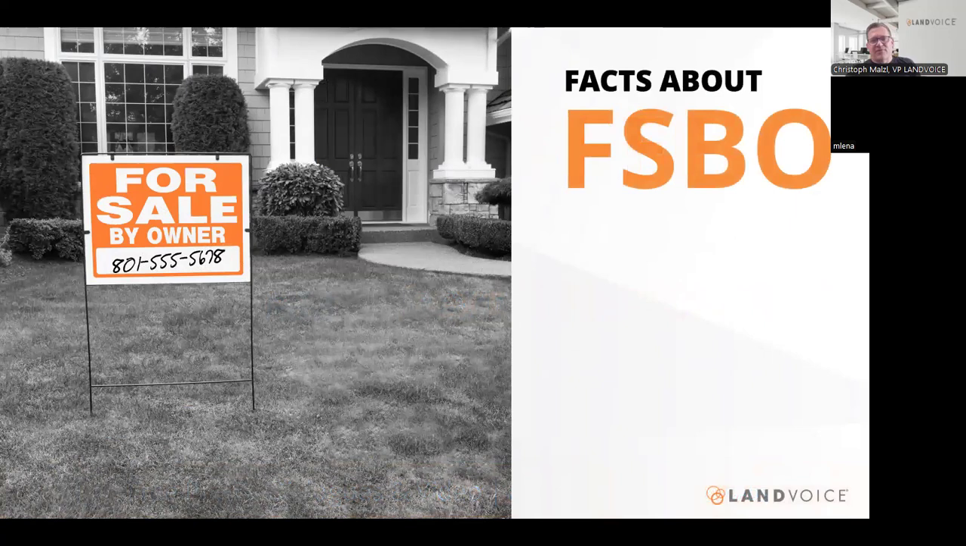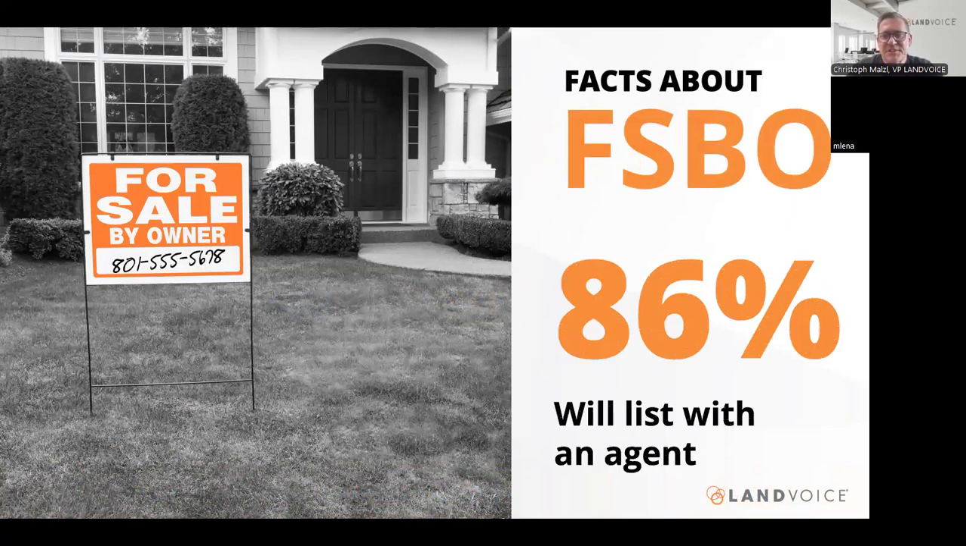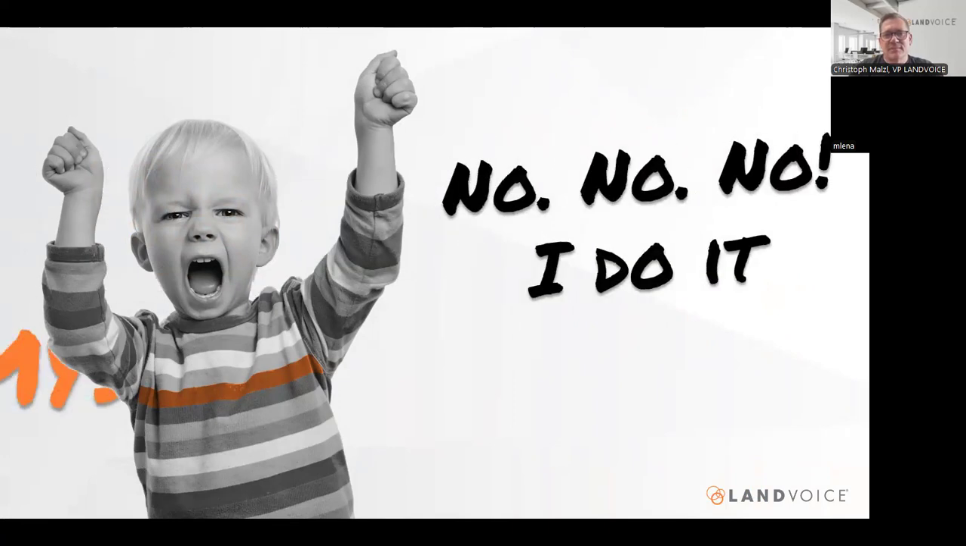So here's a fact about FSBOs. 86% will up-list with an agent. And you know the time frame? It's usually 3 weeks. Now, if you or an agent approaches a for sale by owner just a little bit wrong, with a little bit too much commission breath, like I want your business, here's what you get.